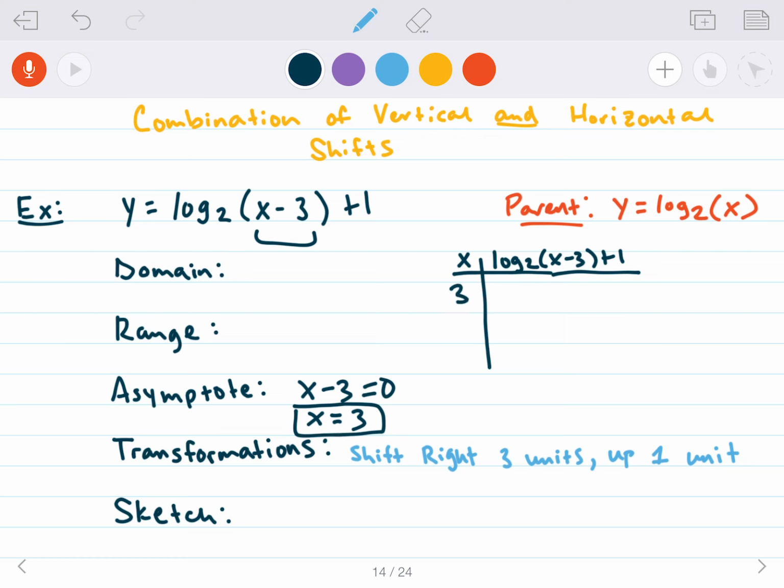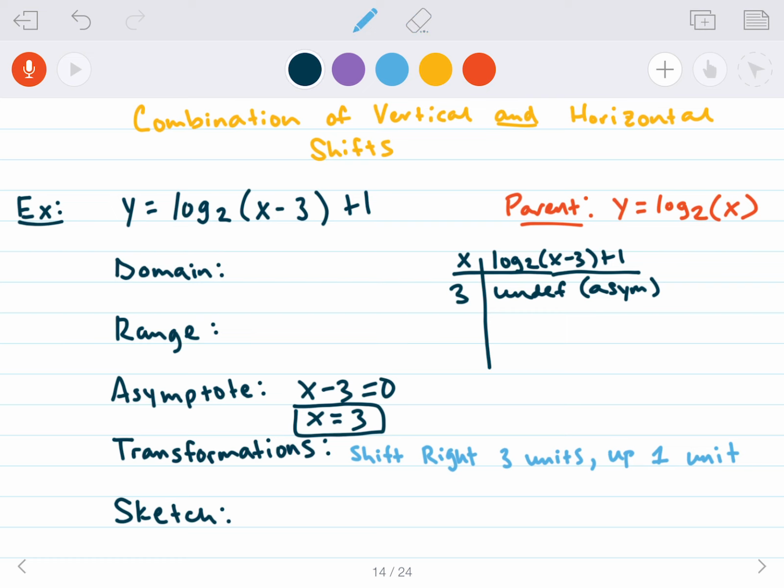So that is our asymptote here. When x equals 3, it's undefined. That's where our asymptote is. And the next nice x value happens when the argument equals 1. So when the argument equals 1, we add 3 to both sides to get x equals 4. So that's our next nice x value. All right, so let's put that here.